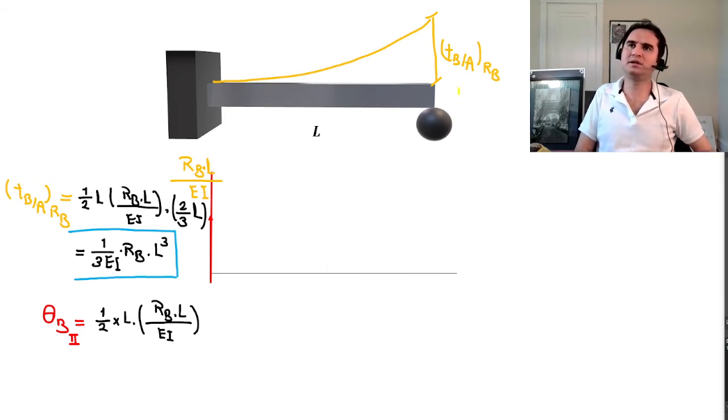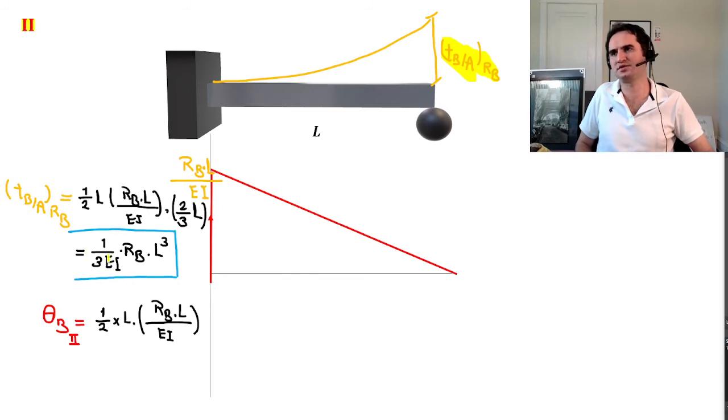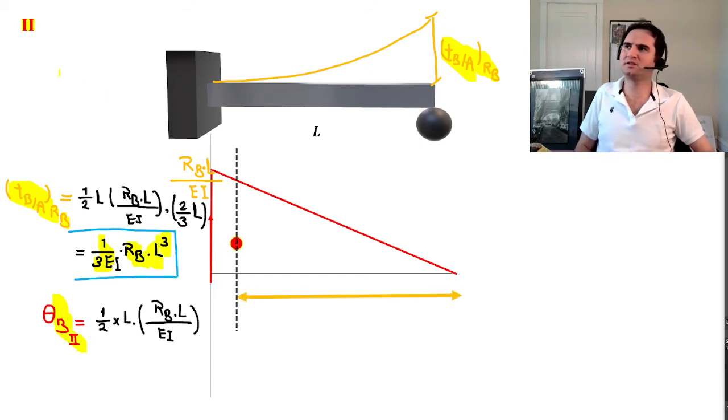And for the other part, it's TB with respect to A due to the reaction at B. If you do so, it gives you TB over A due to reaction at B as 1 over 3EI times RB L cubed. And theta at B for the second condition, which is this part, is just the area under M over EI. And that's half of RB times L over EI times L. So that's height times length.